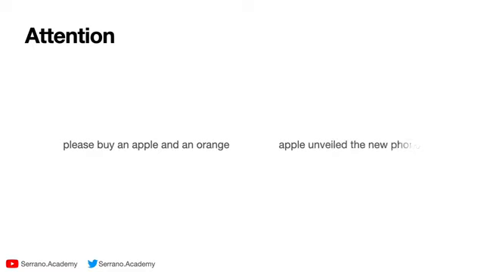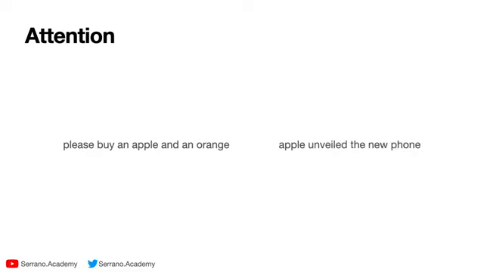So what does attention do? Well, remember that the word apple can confuse an embedding because the embedding doesn't know if we're talking about Apple the brand or Apple the fruit. So what do we need? Well, what we need is the context. We need to use the other words in the sentence to tell us what we're talking about. So for example, if I say please buy an apple and an orange, you know we're talking about a fruit. But if I say Apple unveiled a new phone, you know we're talking about the brand.